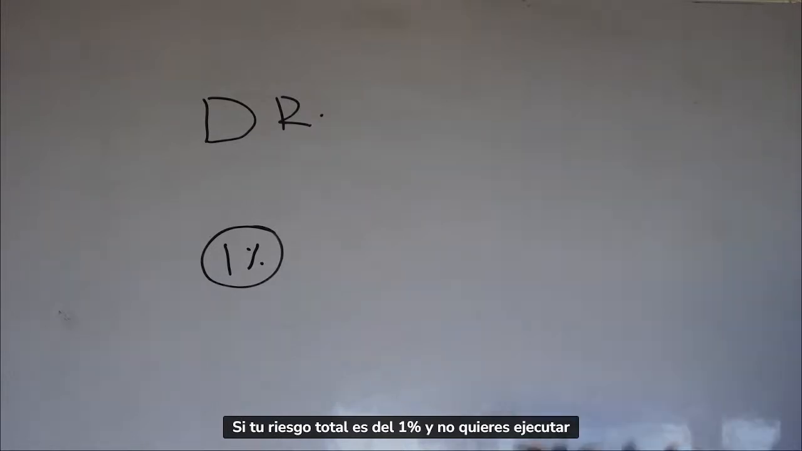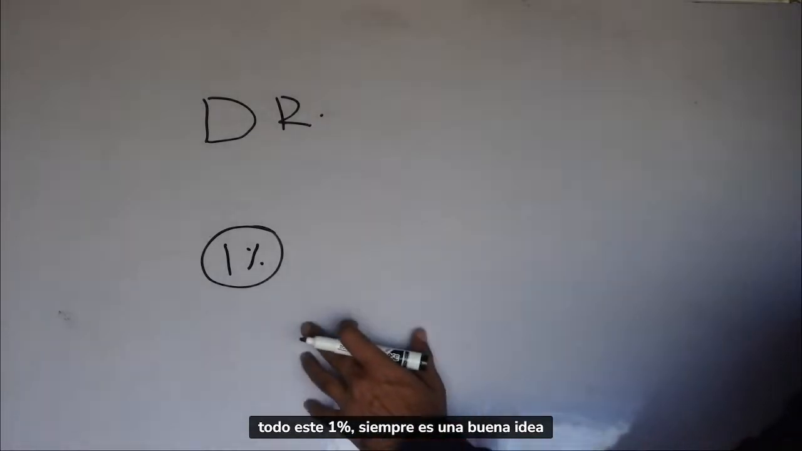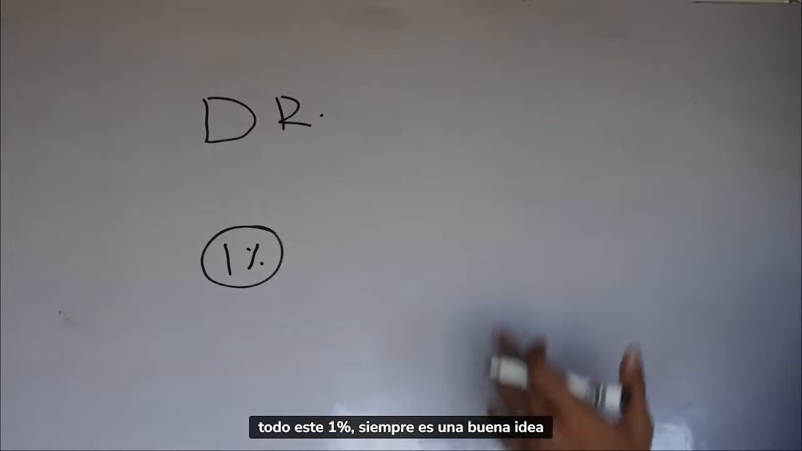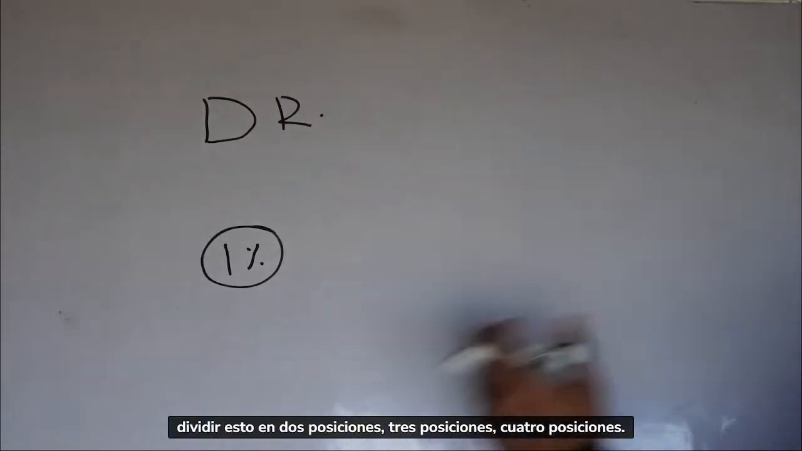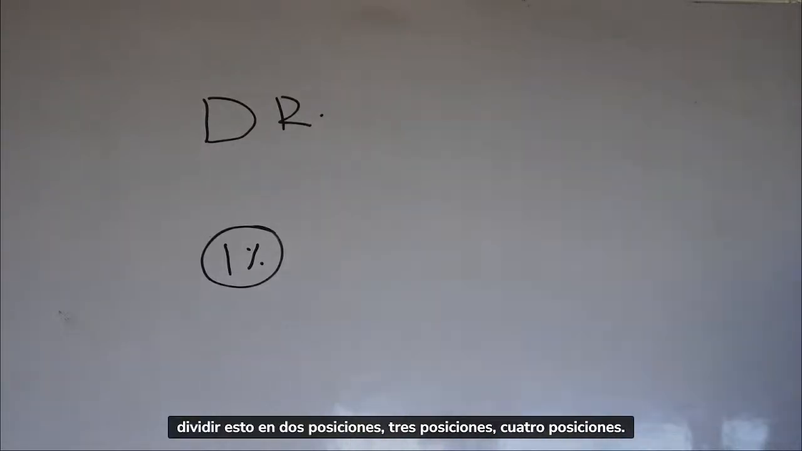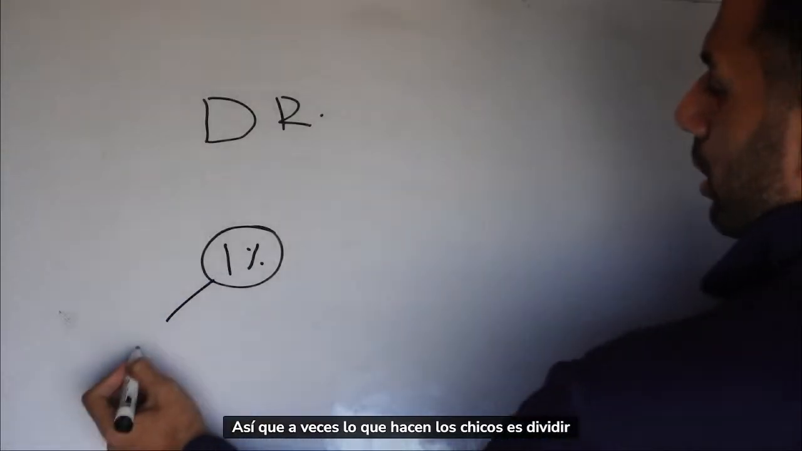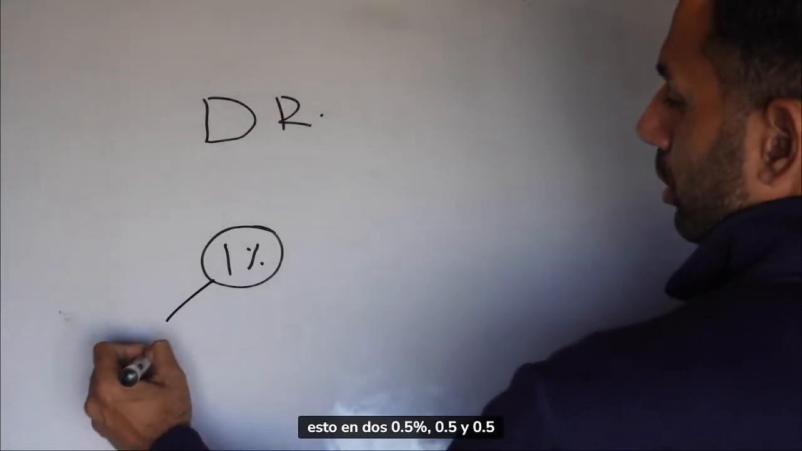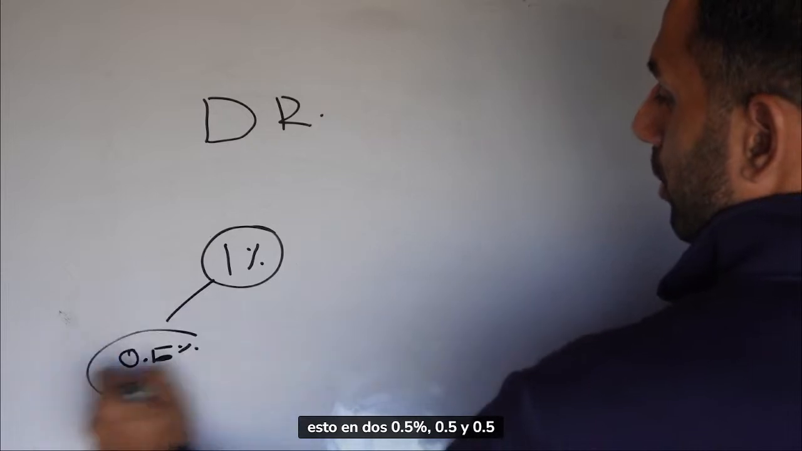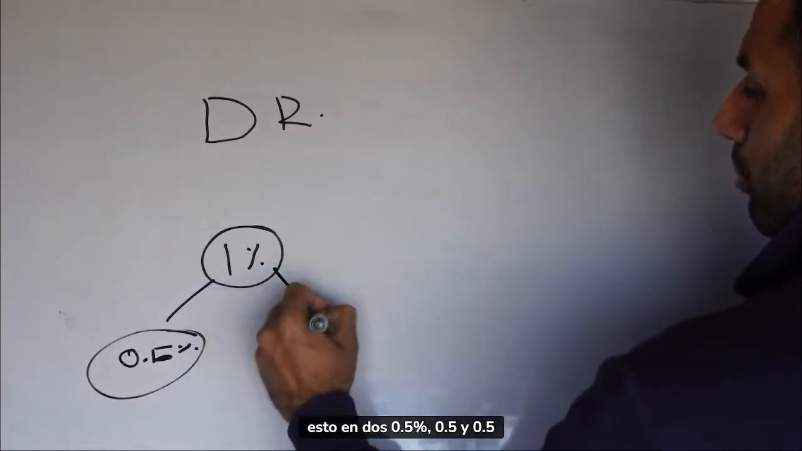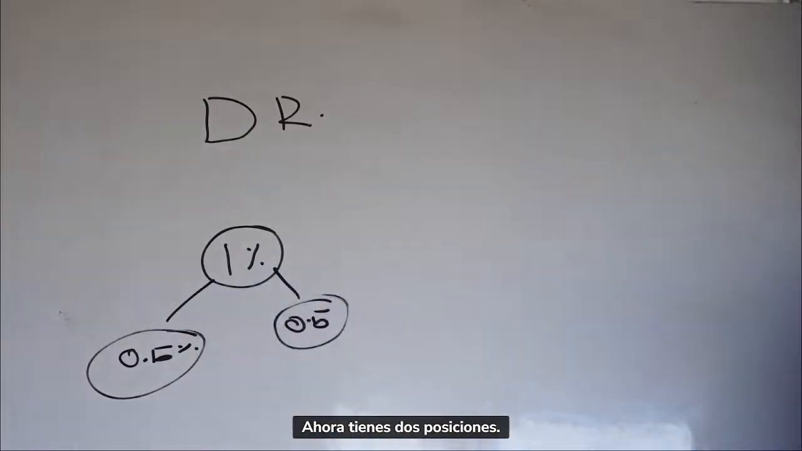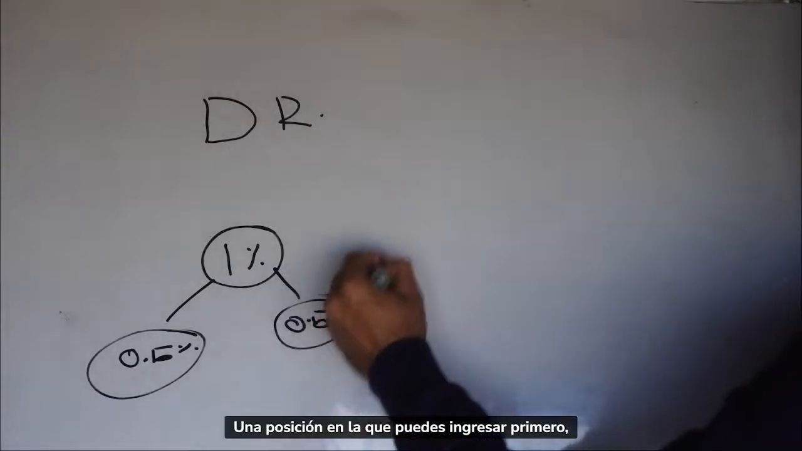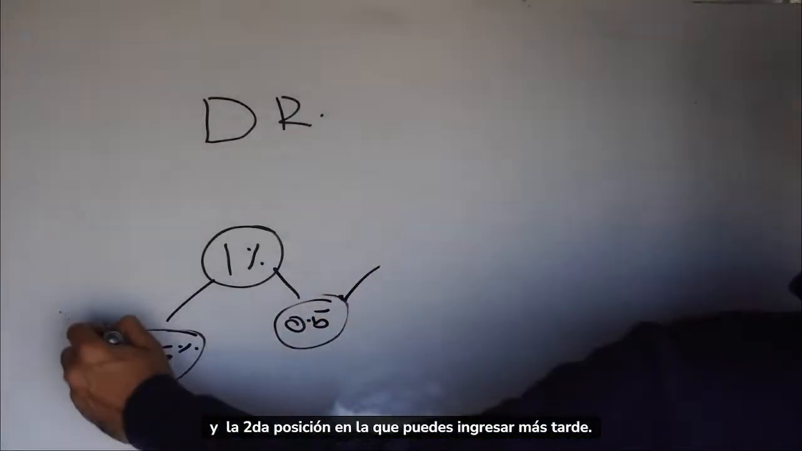If your total risk is 1%, and you don't want to execute this whole 1%, it's always a good idea to break this down into 2 positions, 3 positions, 4 positions, right? So sometimes what guys do is they'll break this down to 0.5% risk and 0.5%, right? Now you've got your 2 positions. 1 position you can enter first, the 2nd position you can enter later.